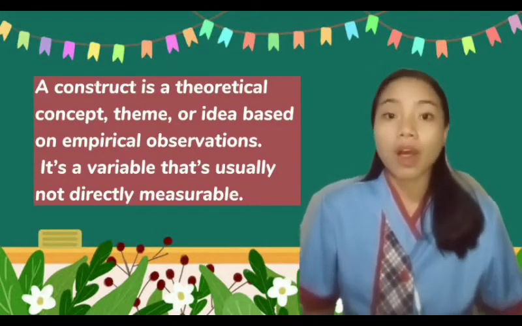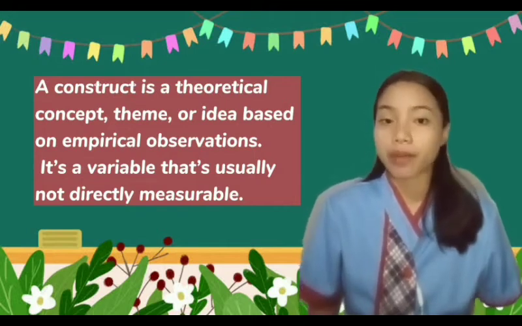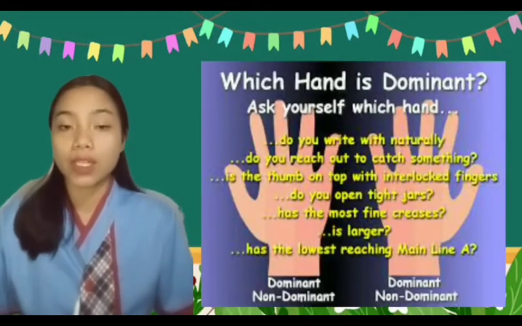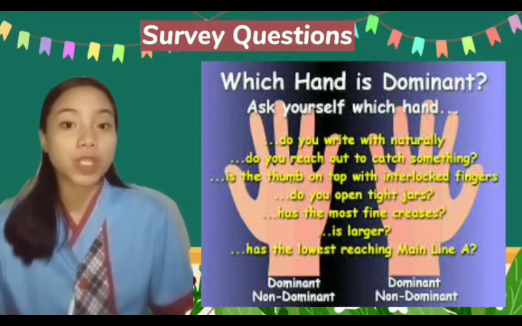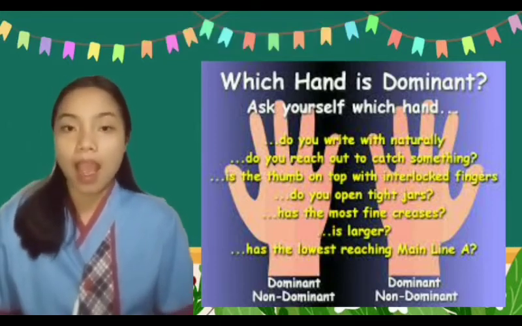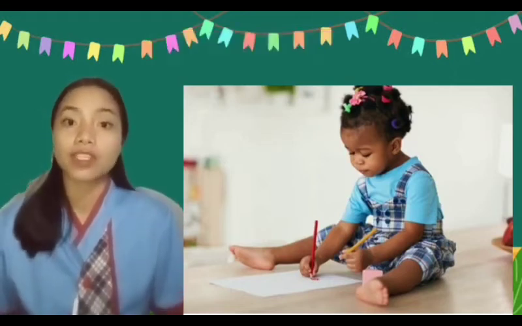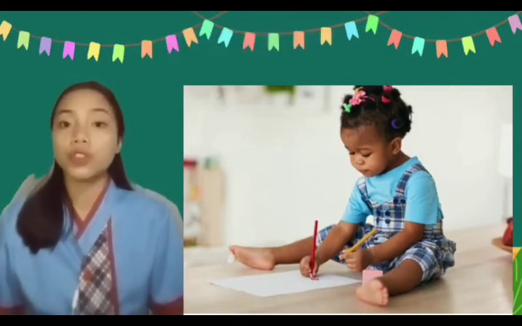It's a variable that's usually not directly measurable. Constructs can range from simple to complex. For example, a concept like a hand preference is easily assessed. A simple survey question: ask participants which hand is their dominant hand. Or observations: ask participants to perform simple tasks such as picking up an object or drawing a cat and observe which hand they use to execute the task.